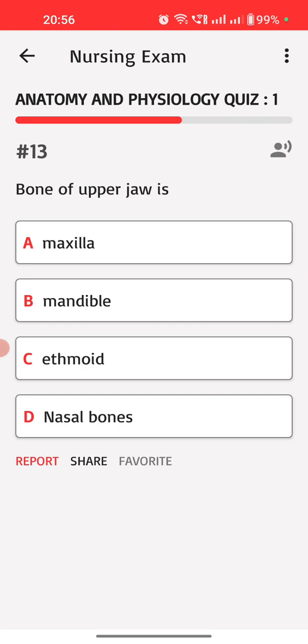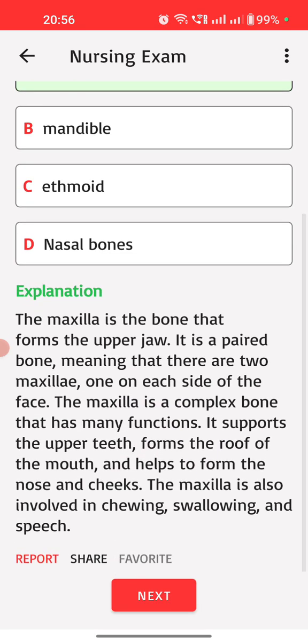Bone of upper jaw is. A. Maxilla. B. Correct answer. The maxilla is the bone that forms the upper jaw. It is a paired bone, meaning that there are 2 maxillae, one on each side of the face. The maxilla is a complex bone that has many functions. It supports the upper teeth, forms the roof of the mouth, and helps to form the nose and cheeks. The maxilla is also involved in chewing, swallowing, and speech.